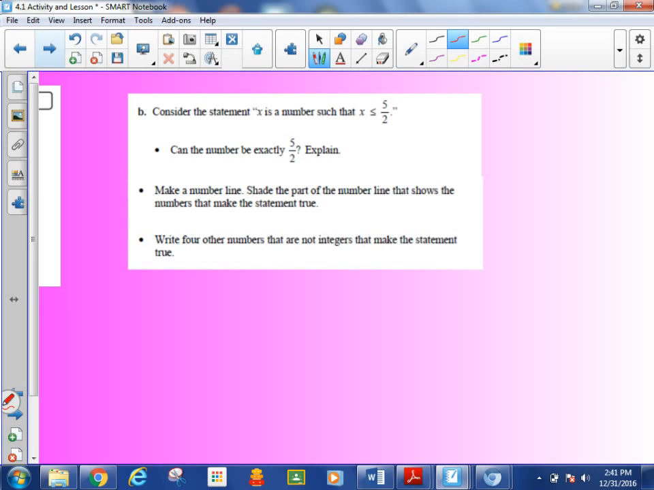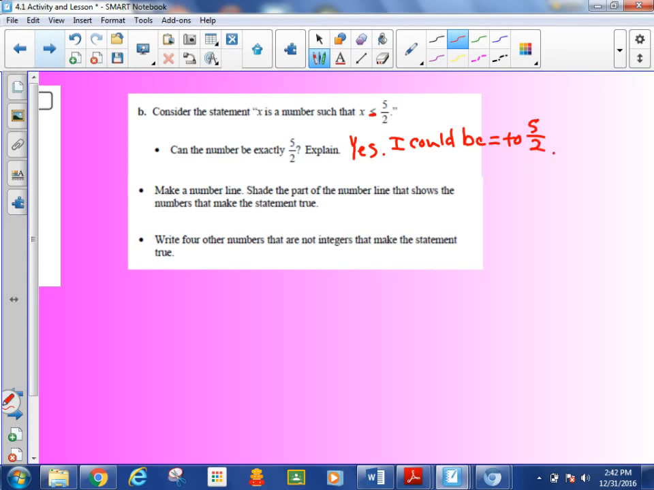Okay, so looking at our symbol, the 5/2 is the bigger number, which means x has to be smaller. Okay. Can the number be exactly 5/2? Yes. How do we know that? Well, this symbol is less than or equal to. That little line underneath there means the equal to. So yes, it could be. Okay, so yes, we could include that.